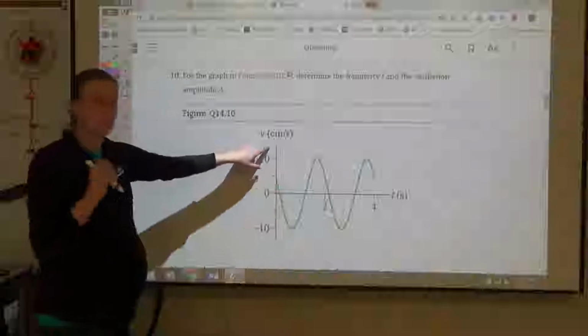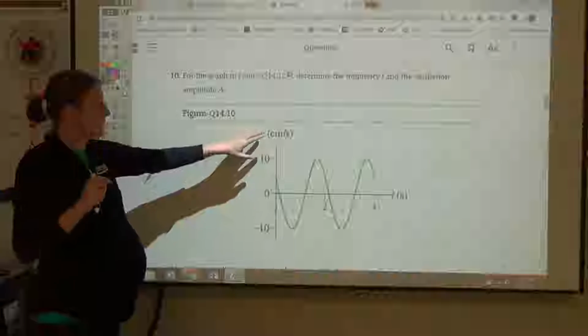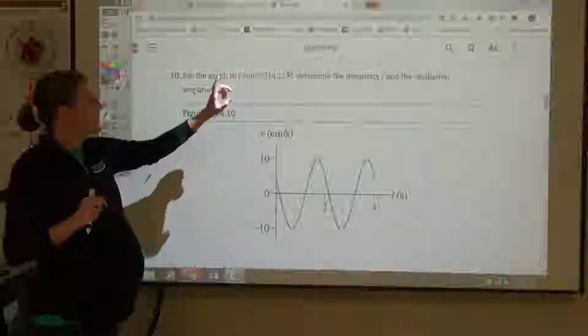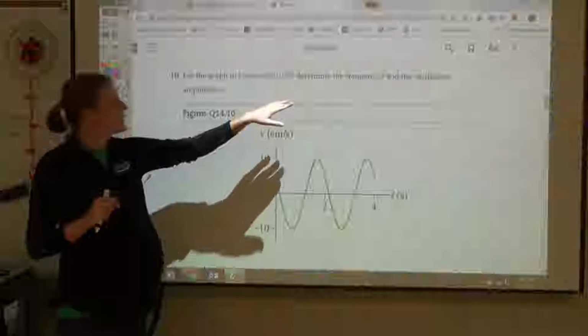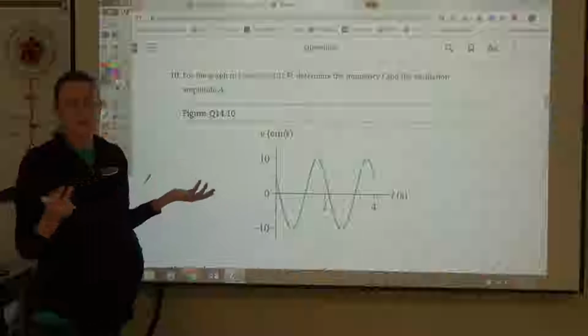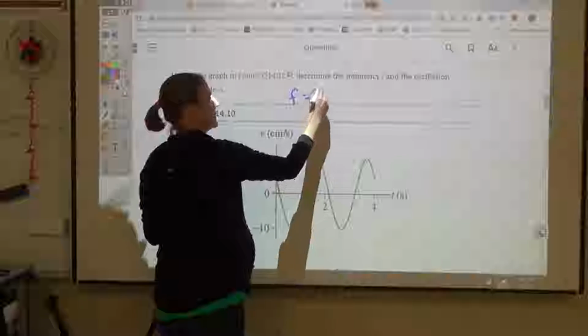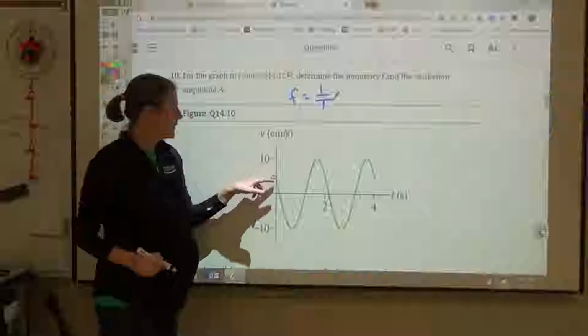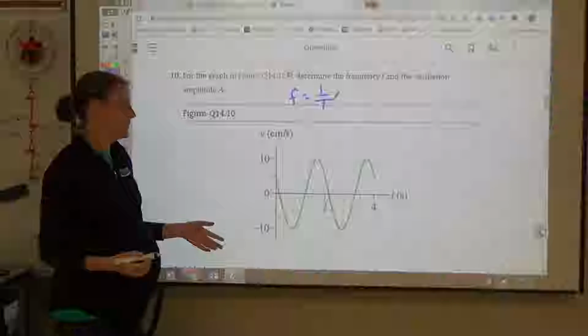Different graph. Note, of course, that this is now a velocity graph, not position. So determine the frequency and amplitude. Frequency, still the same thing. Figure out your period. Even though it's a velocity graph, I'm still looking to see where the motion repeats itself.